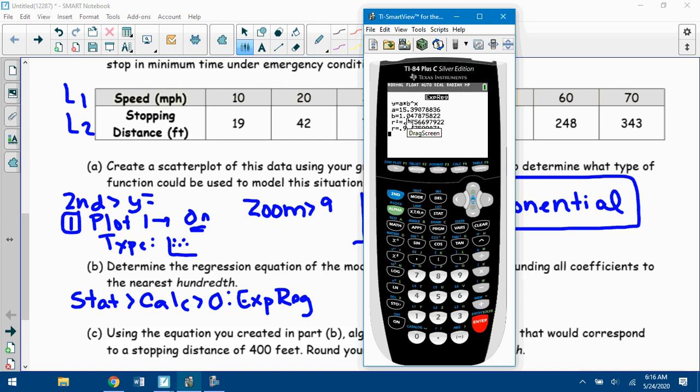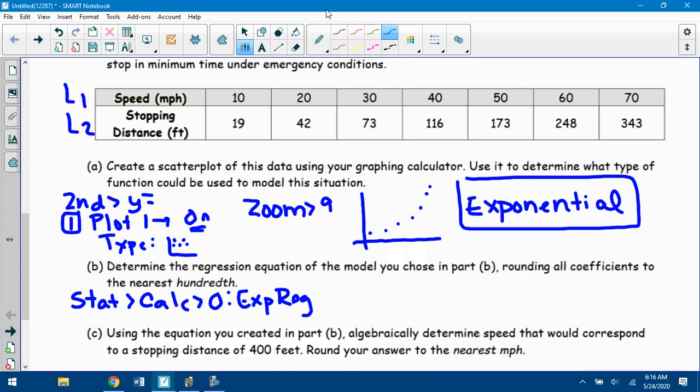And it says round to the nearest hundredth, so it's going to be 15.39 times 1.05 to the x. Don't forget y equals, or whatever variables they give you. They don't specify here, so you can just say y equals 15.39 times 1.05 raised to the x.